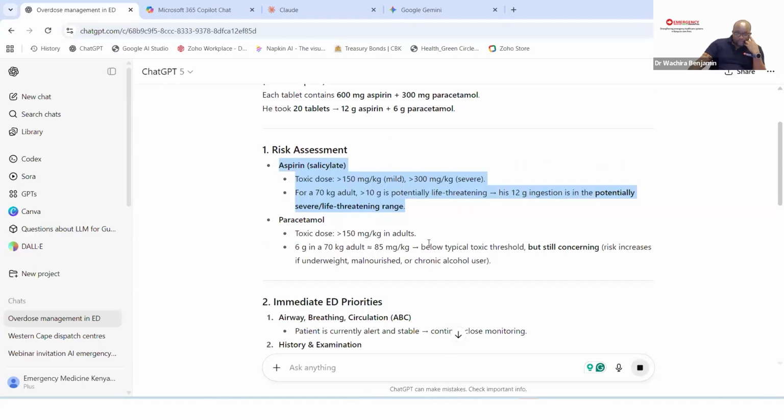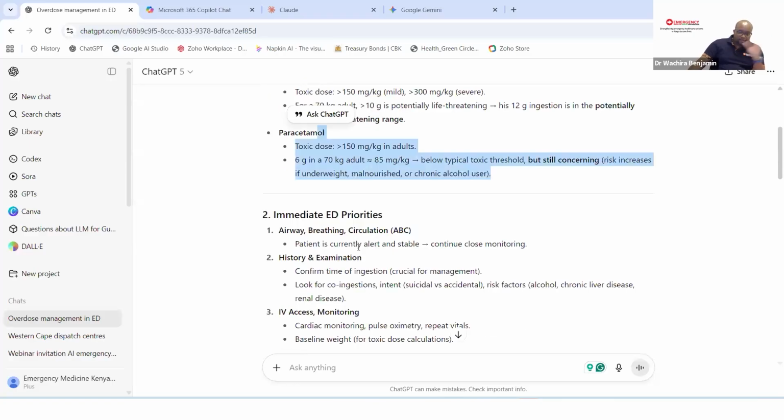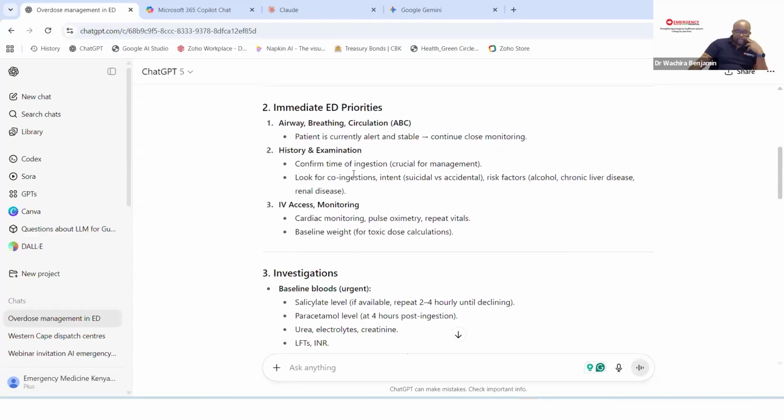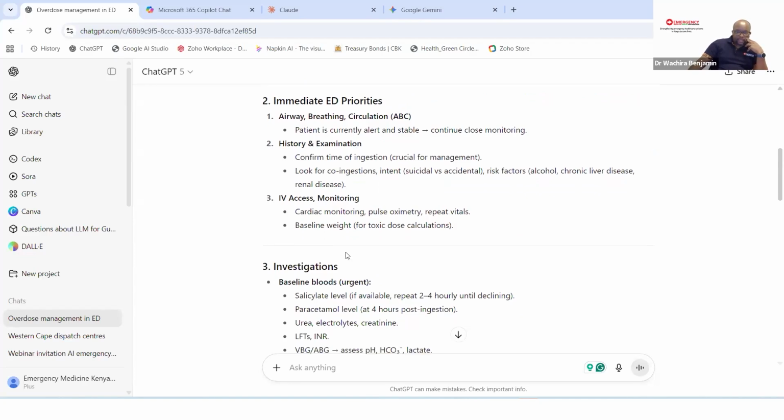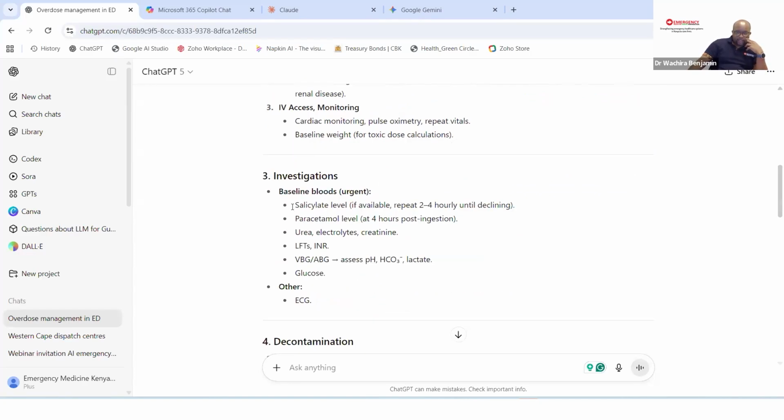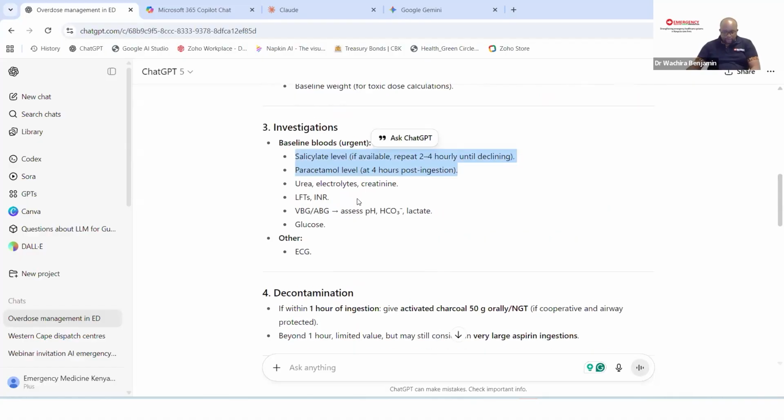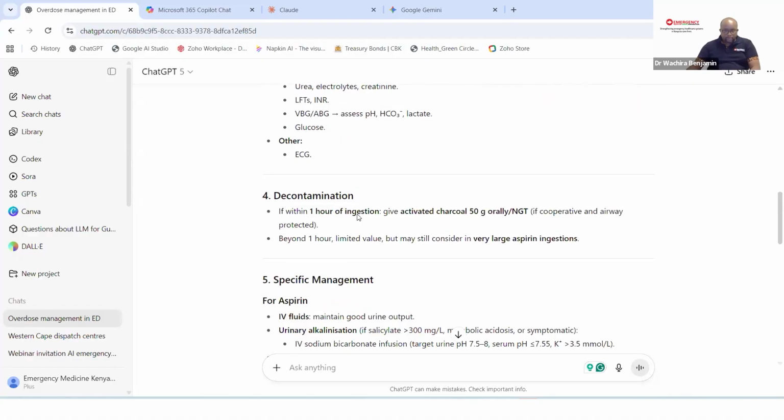For paracetamol, toxic dose is 600... still concerning. All right. So 6 grams in a 70 kg adult is not concerning. So then we're worried about more aspirin toxicity. But yes, of course, paracetamol is behind the scenes. Stable vital signs, time of ingestion. Of course, do those levels if we have access to those. We don't have access to this at least. Let me put that we don't have access to those tests later, but let's continue.